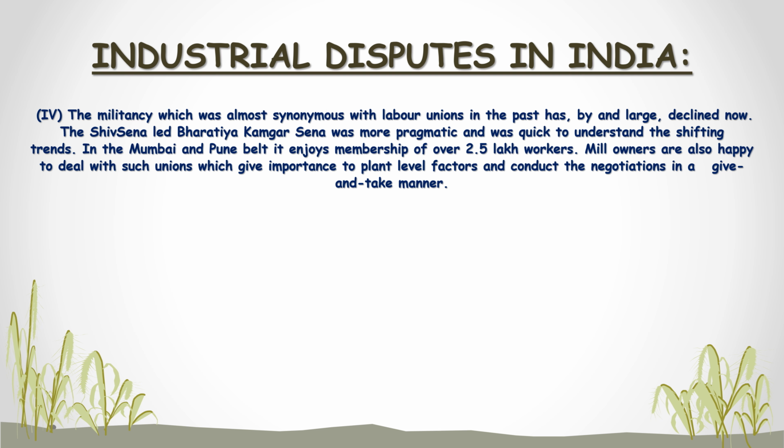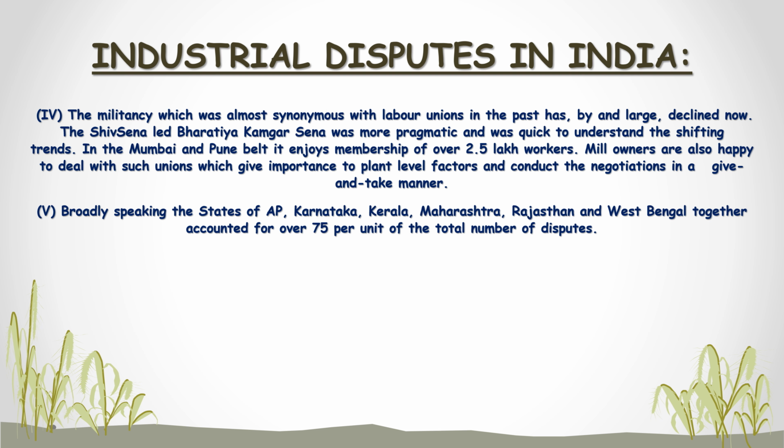The Shiv Sena-led Bharatiya Kamgar Sena was more pragmatic and was quick to understand the shifting trends. In the Mumbai and Pune belt it enjoys a membership of over 2.5 lakh workers. Mill owners are also happy to deal with such unions, which give importance to plant-level factors and conduct negotiations in a give-and-take manner. Broadly speaking, the states of AP, Karnataka, Kerala, Maharashtra, Rajasthan and West Bengal together accounted for over 75 percent of the total number of disputes.